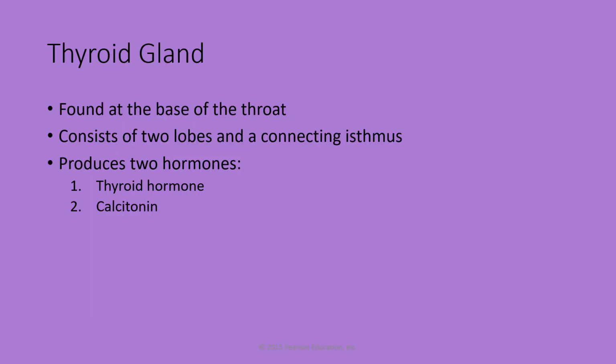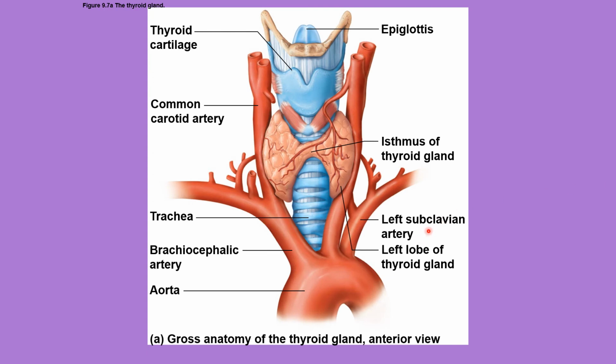The cascade effect. The thyroid gland is found at the base of the throat. Excuse me. It has two lobes to it, and there is a connection between those two lobes. It does produce the thyroid hormone and calcitonin. So as you can see here, this is the trachea in the front here, the larynx right here, and this is the thyroid right in here. So your heart is going to be right down here below the aorta.